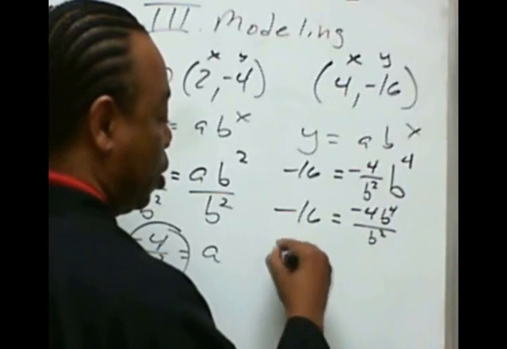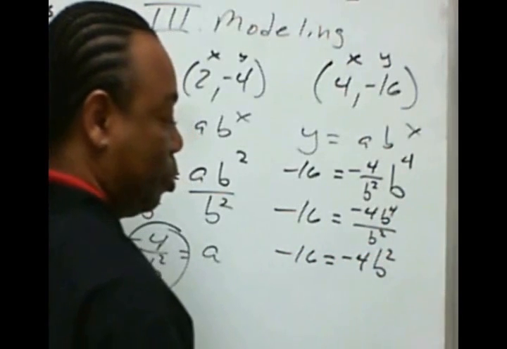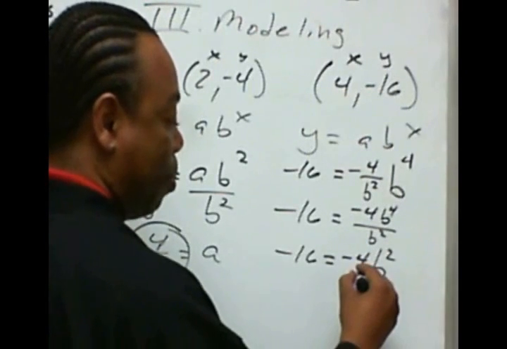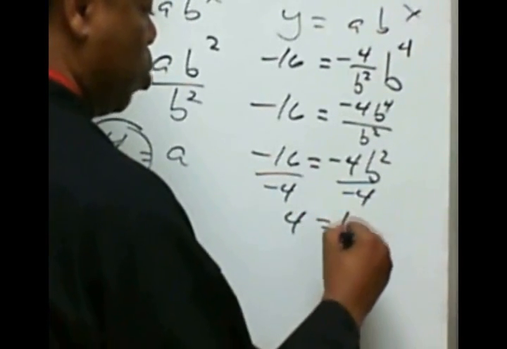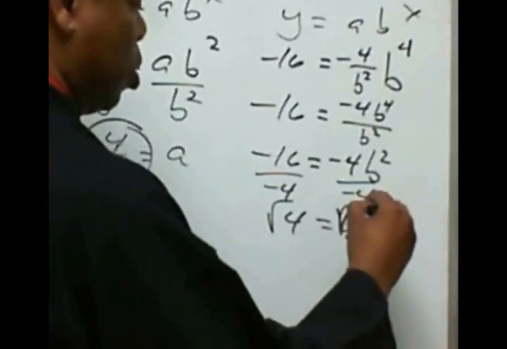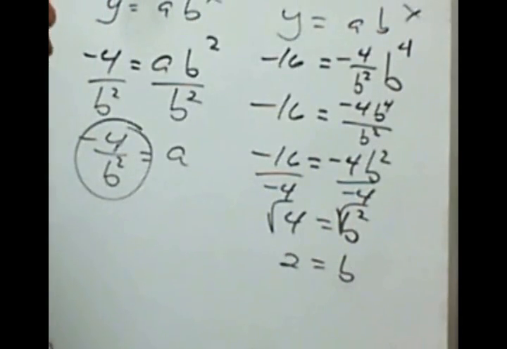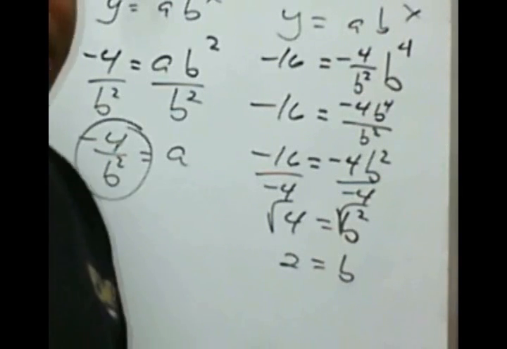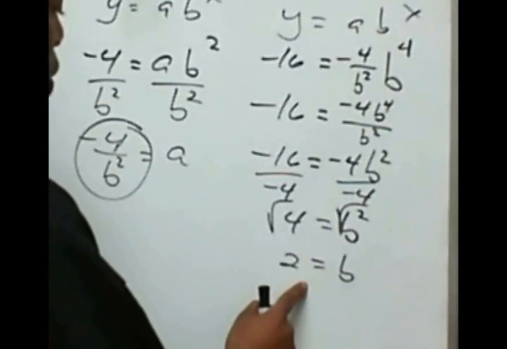These two simplify to -4 b to the 2nd power, because we subtract the exponents. Then I'll divide both sides by -4, and I get 4 equals b squared. From here I'll take the square root of both sides, and we get b equals 2. Typically when you take the square root of both sides, you get plus or minus, you get 2 potential answers, but the b that we're using here is going to be a positive b. So we have b is 2.